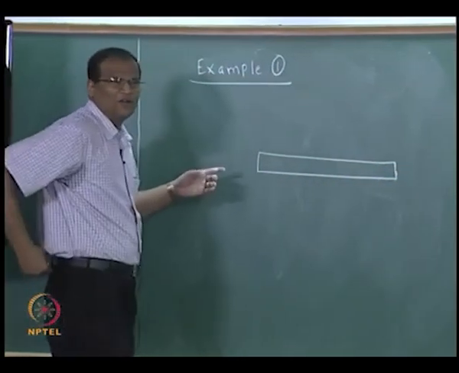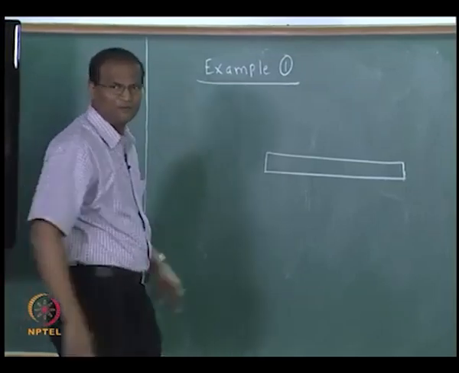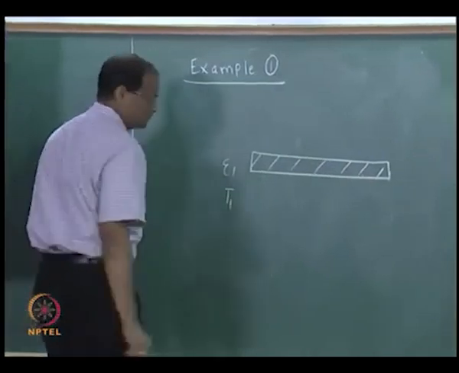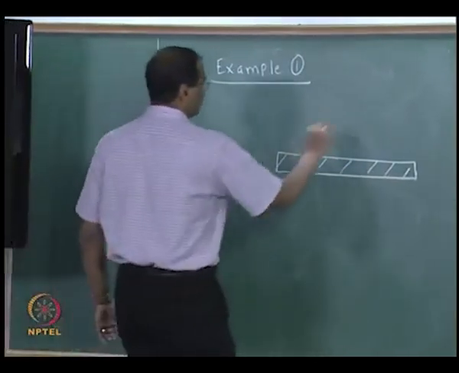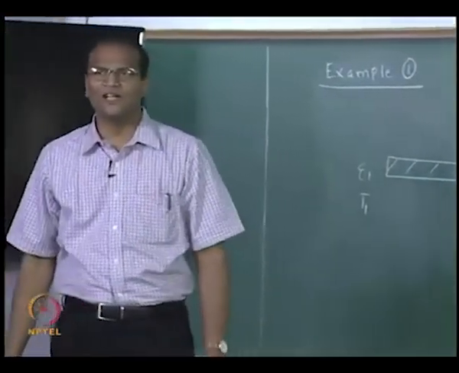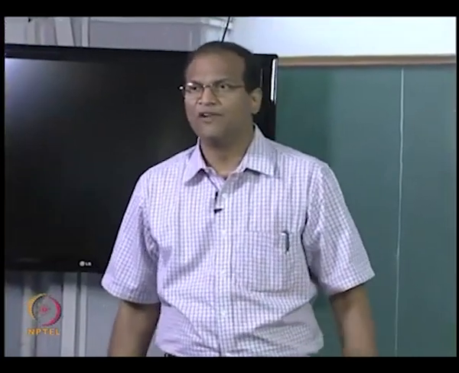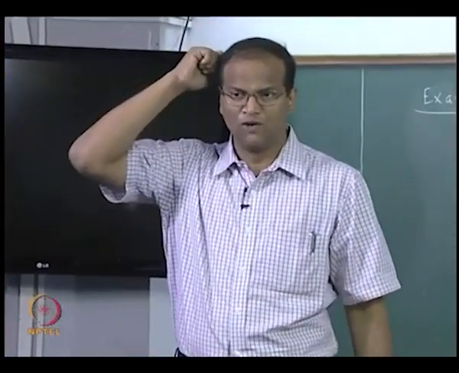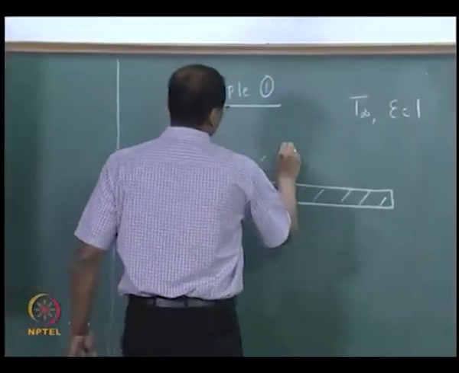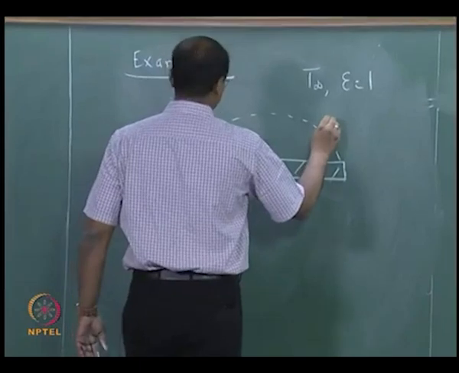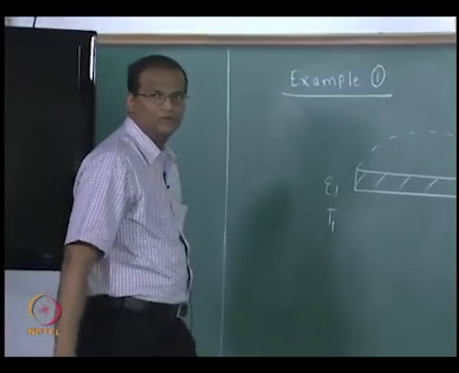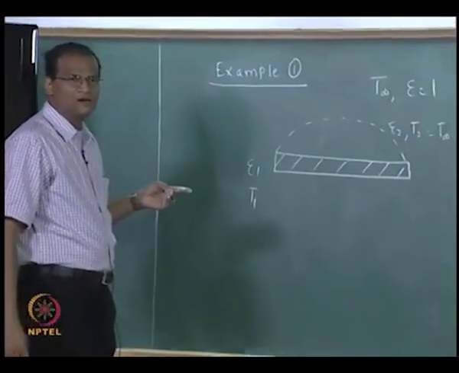We will call it an example. It has epsilon 1 and T1, outside is T infinity, the outside is considered to be a perfect emitter, with zero reflectivity surroundings. So how many surfaces are there? 2 surface enclosure.